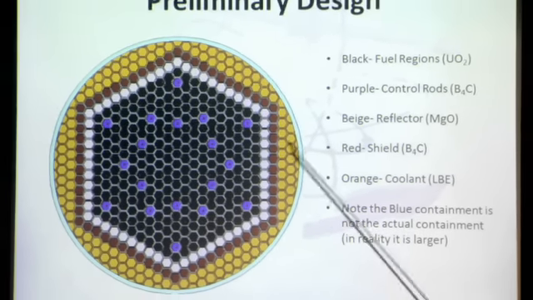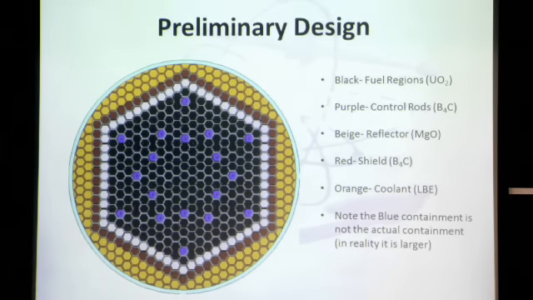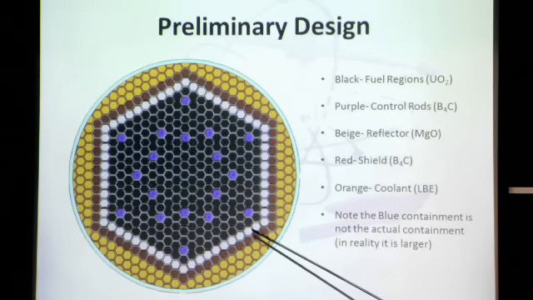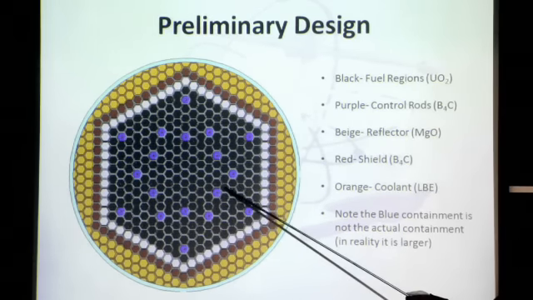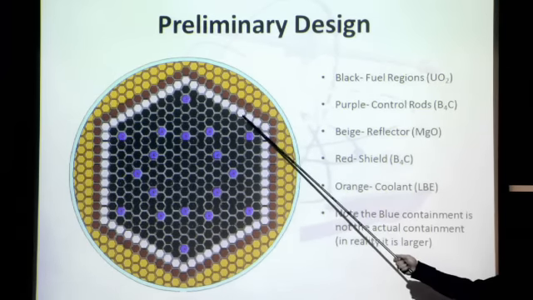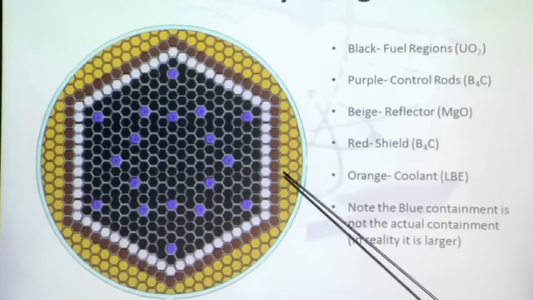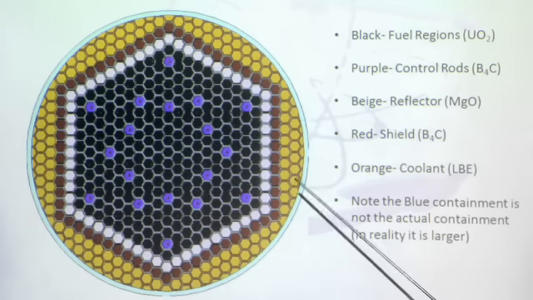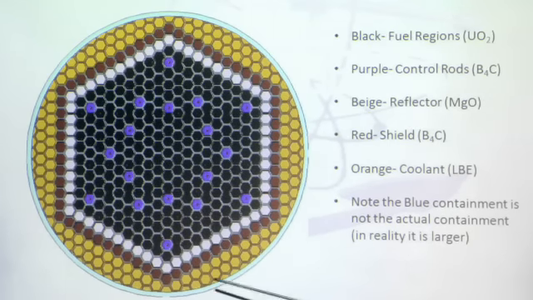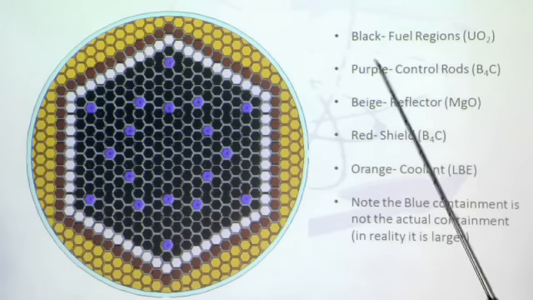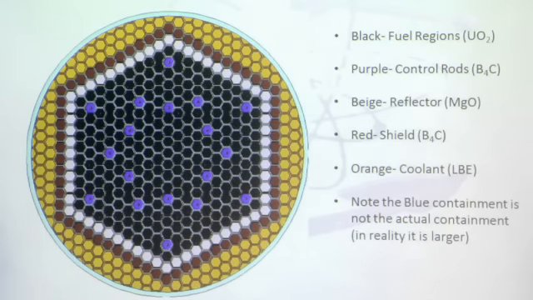So here's our core. This is what it looks like. It's a hexagonally shaped core, with each of the fuel assemblies here in black. In purple are the control rods. In beige is our reflector. In red is our shield. And orange is our coolant. And the little blue outline is our clad. Note that this isn't actually our containment. It's actually bigger than this, but it's just a circular view of the actual core itself. Rory will go into more detail on the materials used and such during his portion of the presentation.